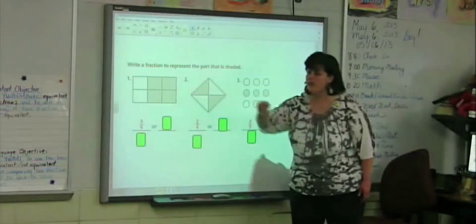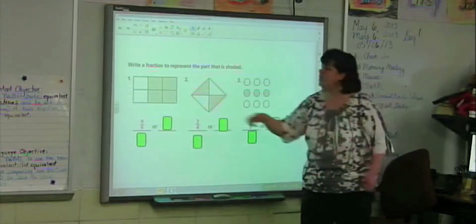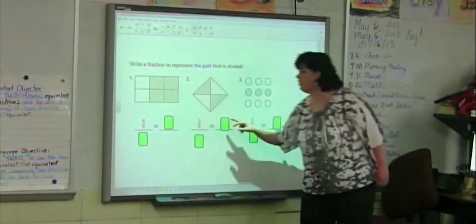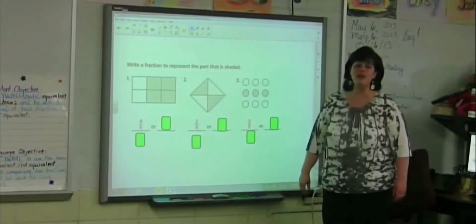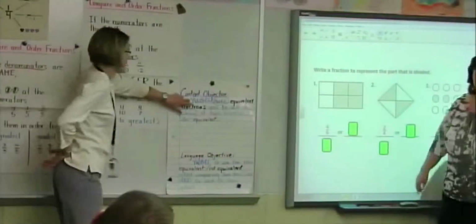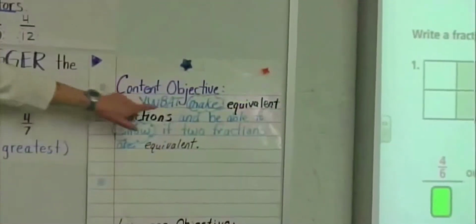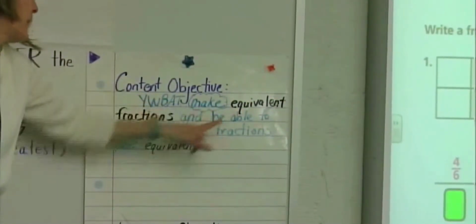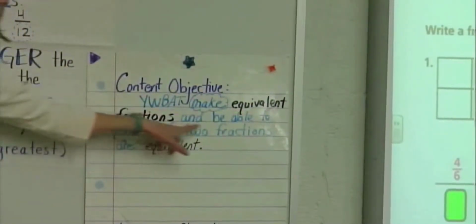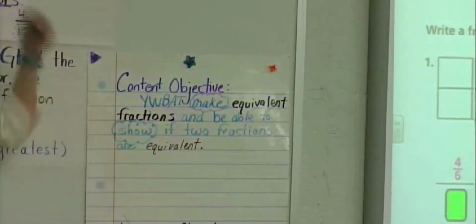And then after we do our objective today, after we work on that and we play with it a little bit, you're going to see how easy it's going to be to make equivalent fractions. So look at our content objective right now. Let's read it out loud. You will be able to make equivalent fractions and be able to show if 2 fractions are equivalent.